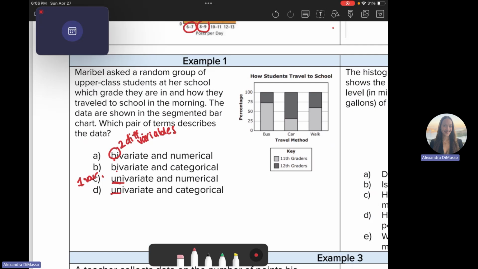Now, the other part, of course, is whether it is numerical or categorical. Can it be fit into categories, or is it all based on the number of something, like number of inches, number of feet, something like that?